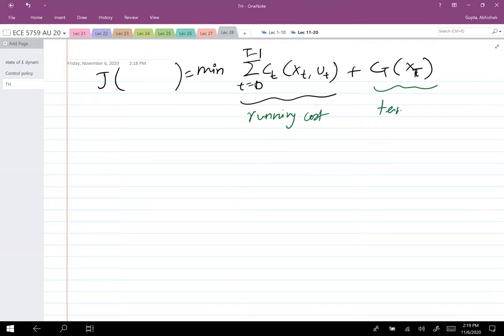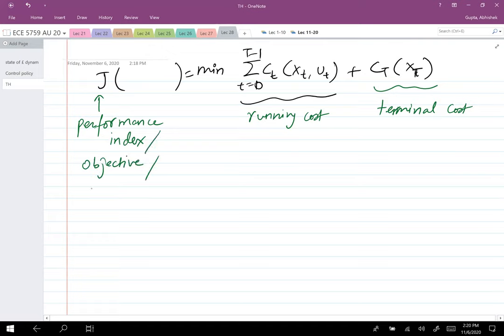This is called terminal cost. Okay, and this would be called the performance index, or objective, or cost function. So it has different names, and you can see in the literature that they have different names across different papers. Okay, so you have a running cost. At every point of time, you incur a running cost. And then based on the terminal state, you incur a terminal cost for the system.